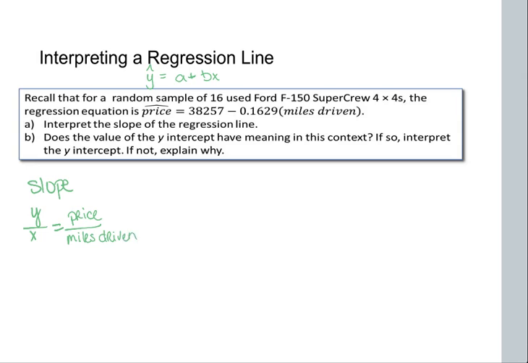So what that means is we need to interpret what the price is for every 1 mile that we drive. Okay? And y'all told me that the slope is equal to 0.1629. Okay? Let's put a dollar sign because that's what price means, right? Over 1 mile.